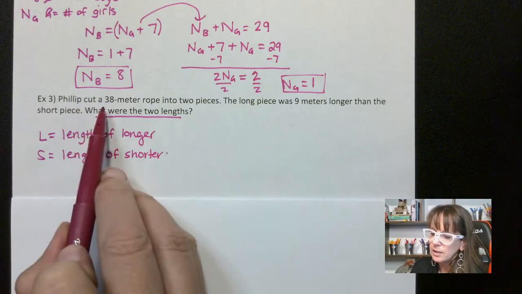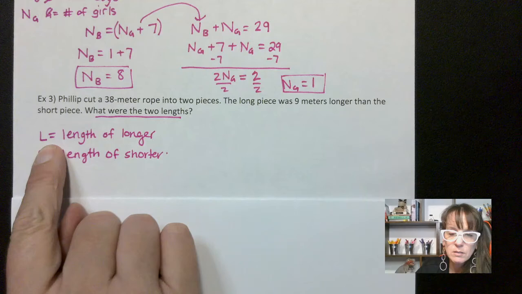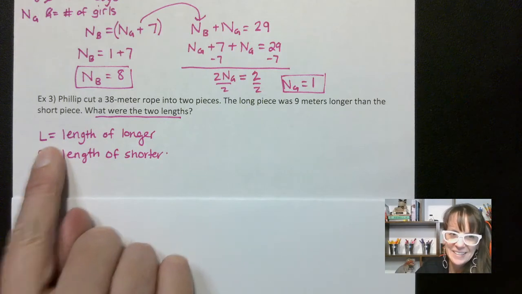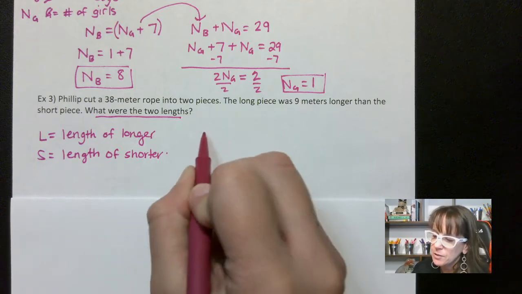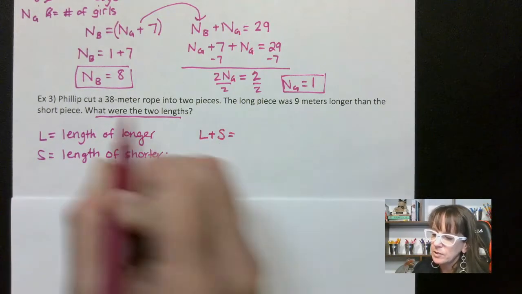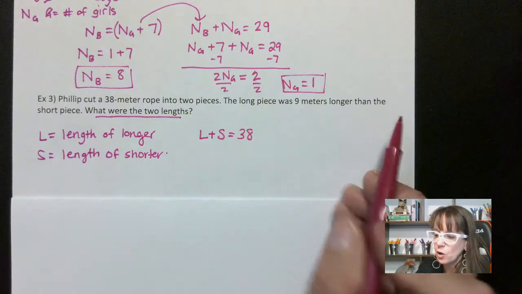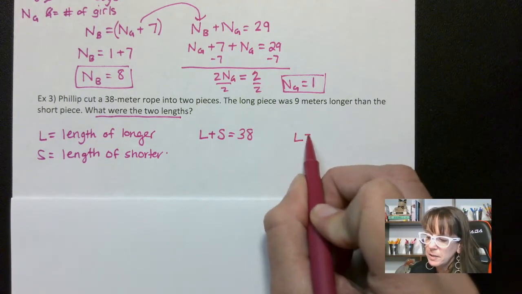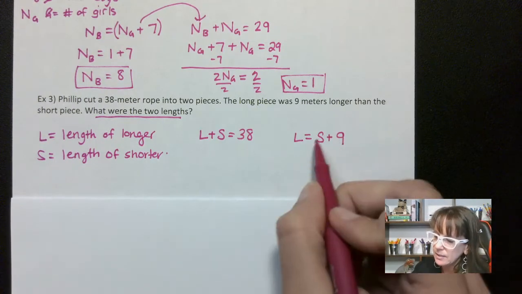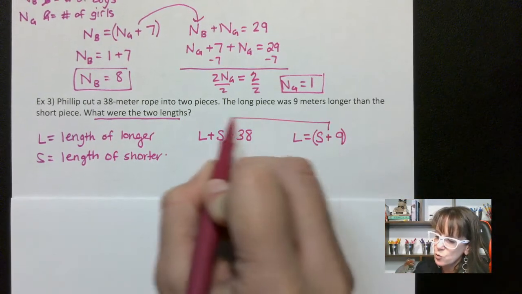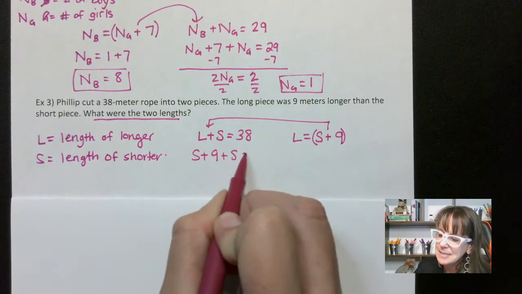So he cut a 38-meter rope. That means the longer length plus the shorter length add up to 38 meters, so L plus S equals 38. The long piece was 9 meters longer than the short piece, so the long piece was the short piece plus 9 more meters. Let's use substitution here. Put this in over here, so we get S plus 9 plus S equals 38.